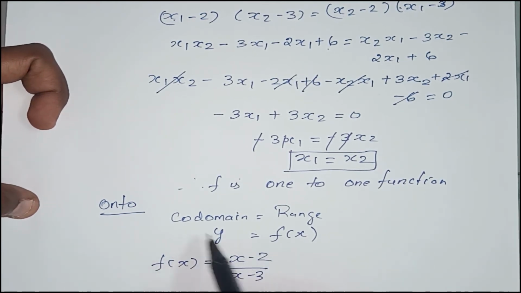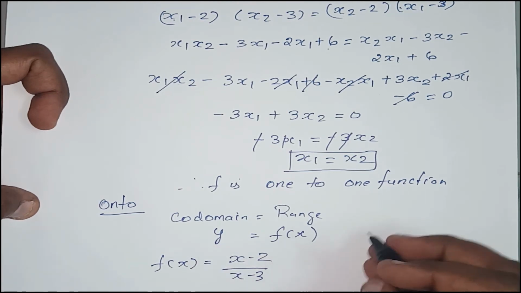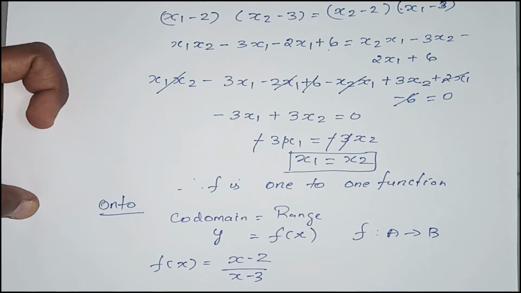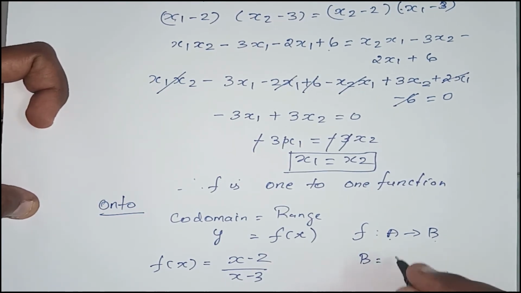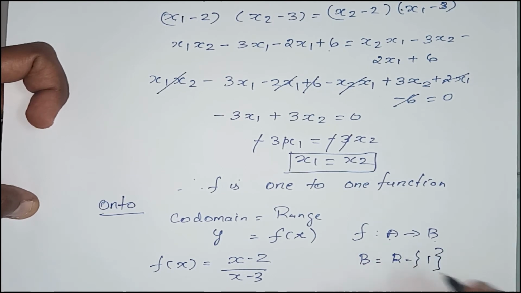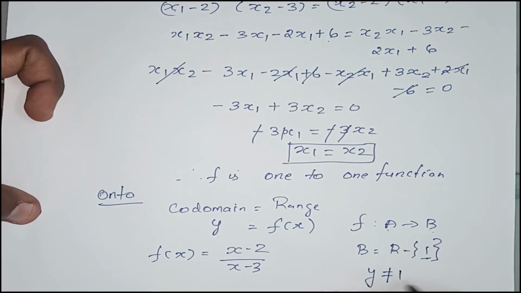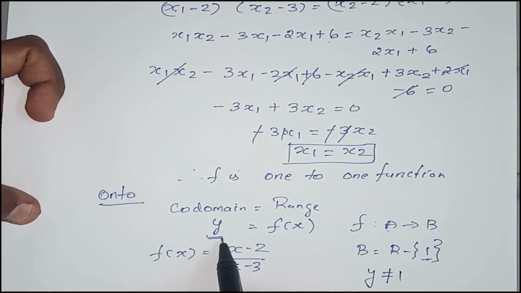So what is the codomain? Here f is given as A arrow B. So A is domain, B is codomain. B is nothing but R minus 1, so all real numbers excluding 1. Excluding 1 means y is not equal to 1. Y is the codomain, right?